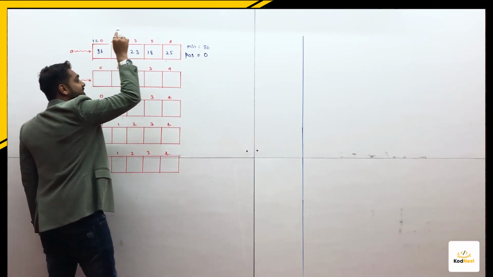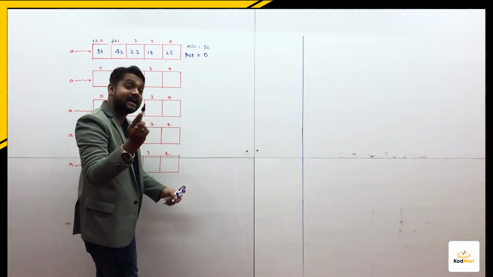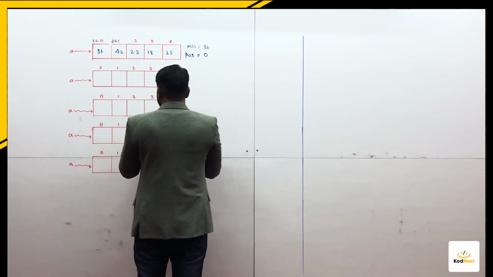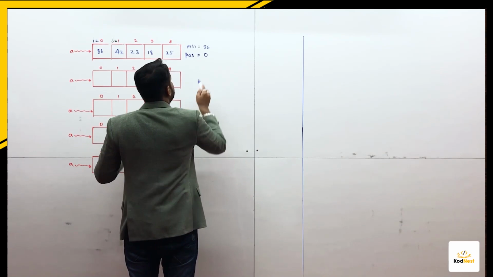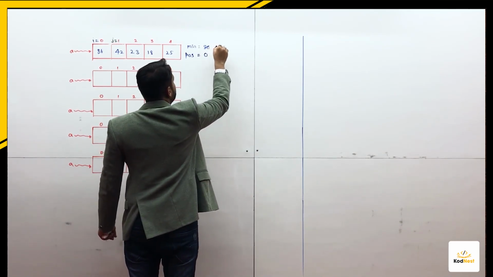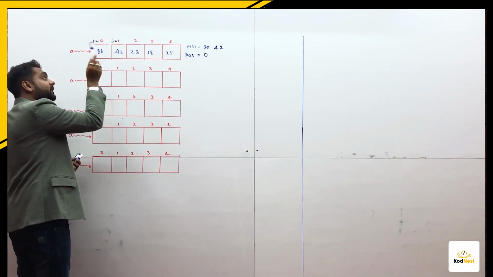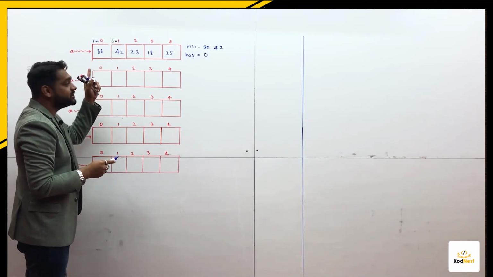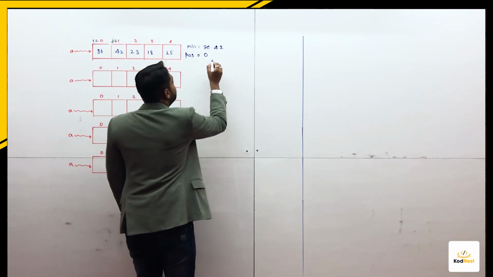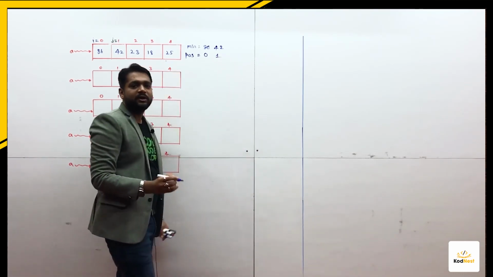If array of J is less than minimum, take that array of J. What is array of J? 42. Take it. Give it to minimum. 42, give it to minimum. Its position, 42's position, which is held by J, whatever is there in J, give it to POS. 42's position is 1.